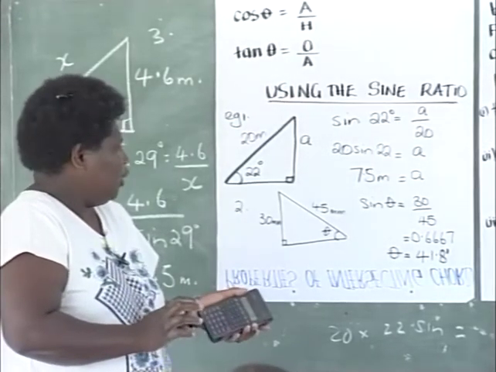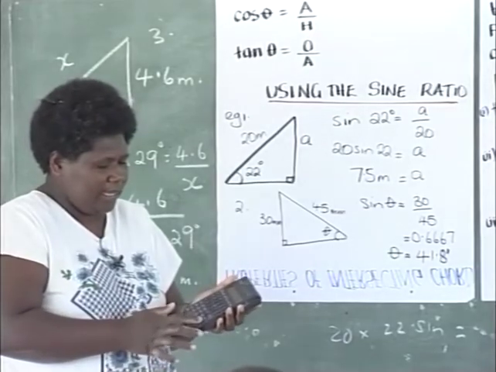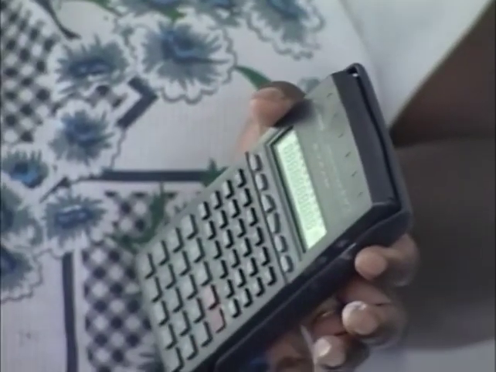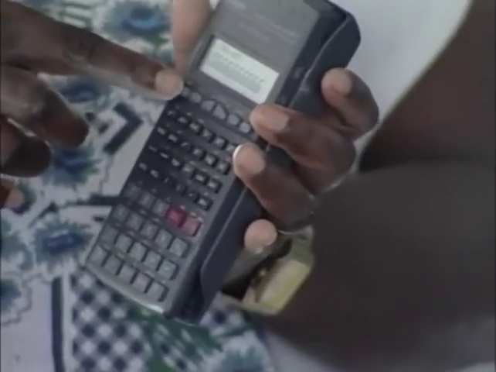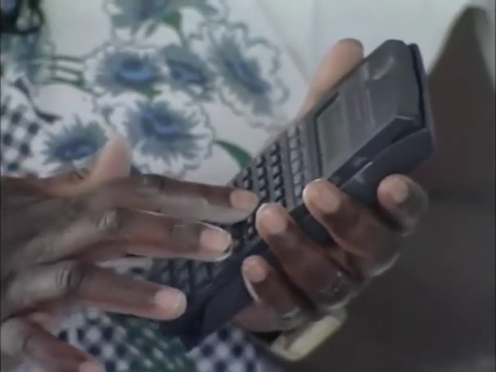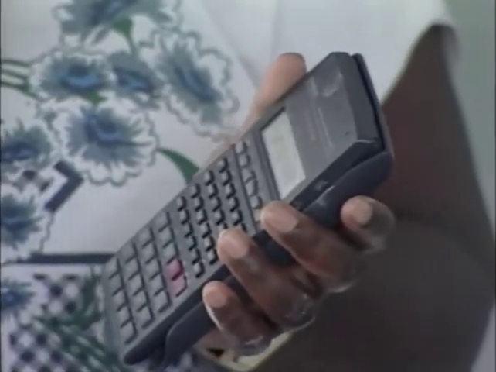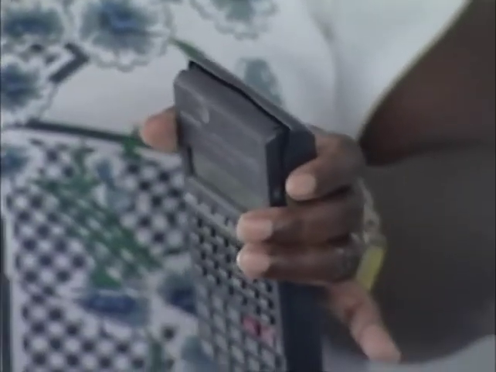Repeat. You get 30 divided by 45, and then you press the equal sign. And then you go to shift, and then where it says the same sine key, sine to the power of -1, and then you press equals. And it will give you 41.8 to 1 decimal place.